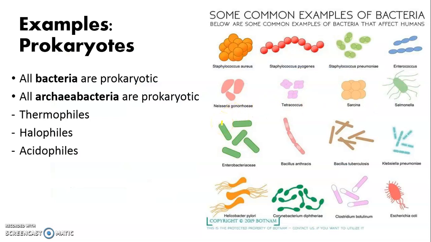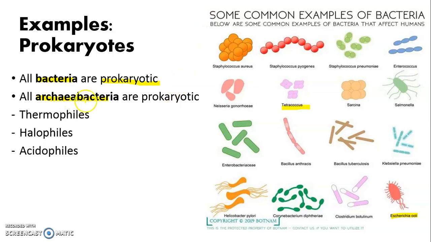So here are some examples of prokaryotes, or organisms having a prokaryotic cell. All bacteria are prokaryotic. The same is true with archaea bacteria. Here are some examples of bacteria. We have Staphylococcus aureus, Tetracoccus, here E. coli or Escherichia coli. So these are bacteria and they are all prokaryotic organisms, or they have prokaryotic cells.